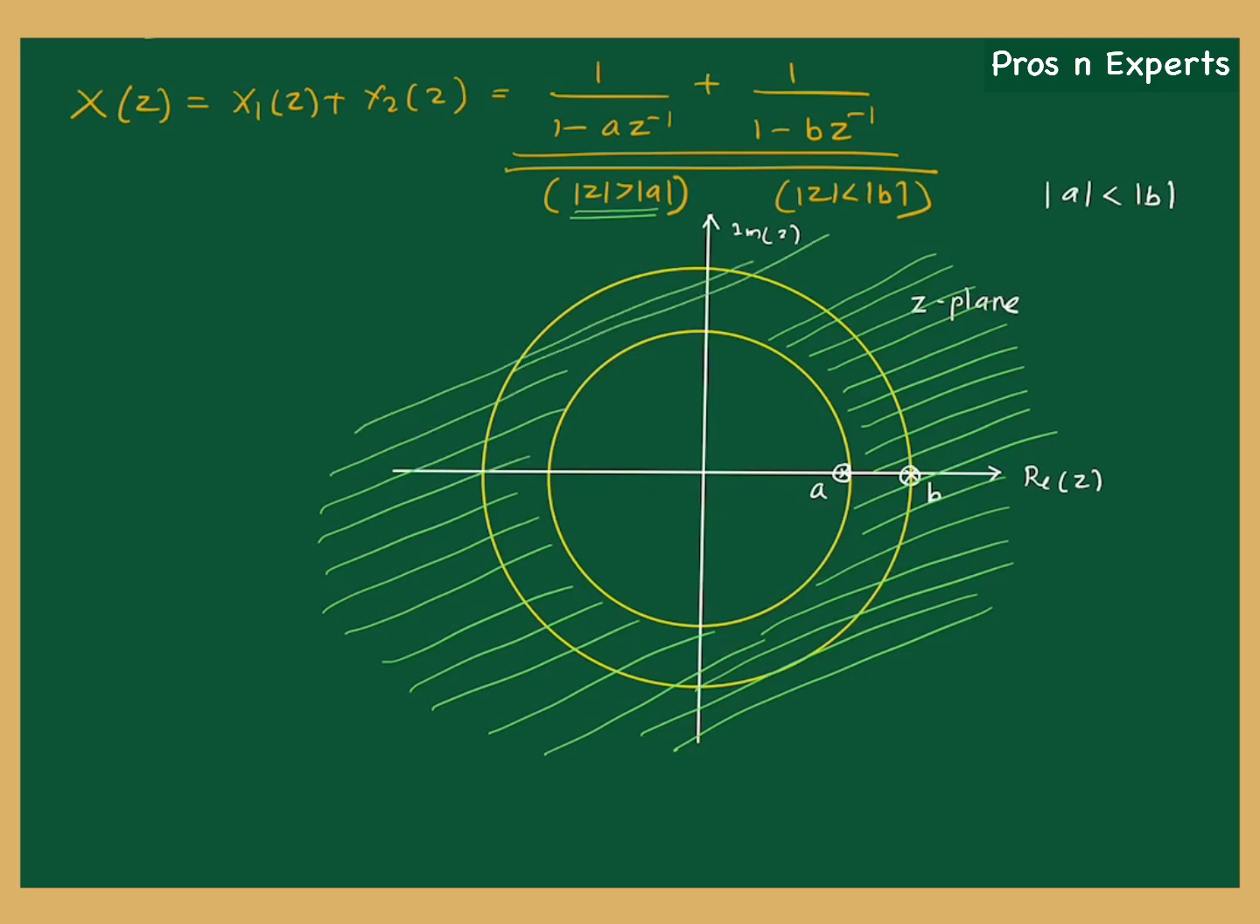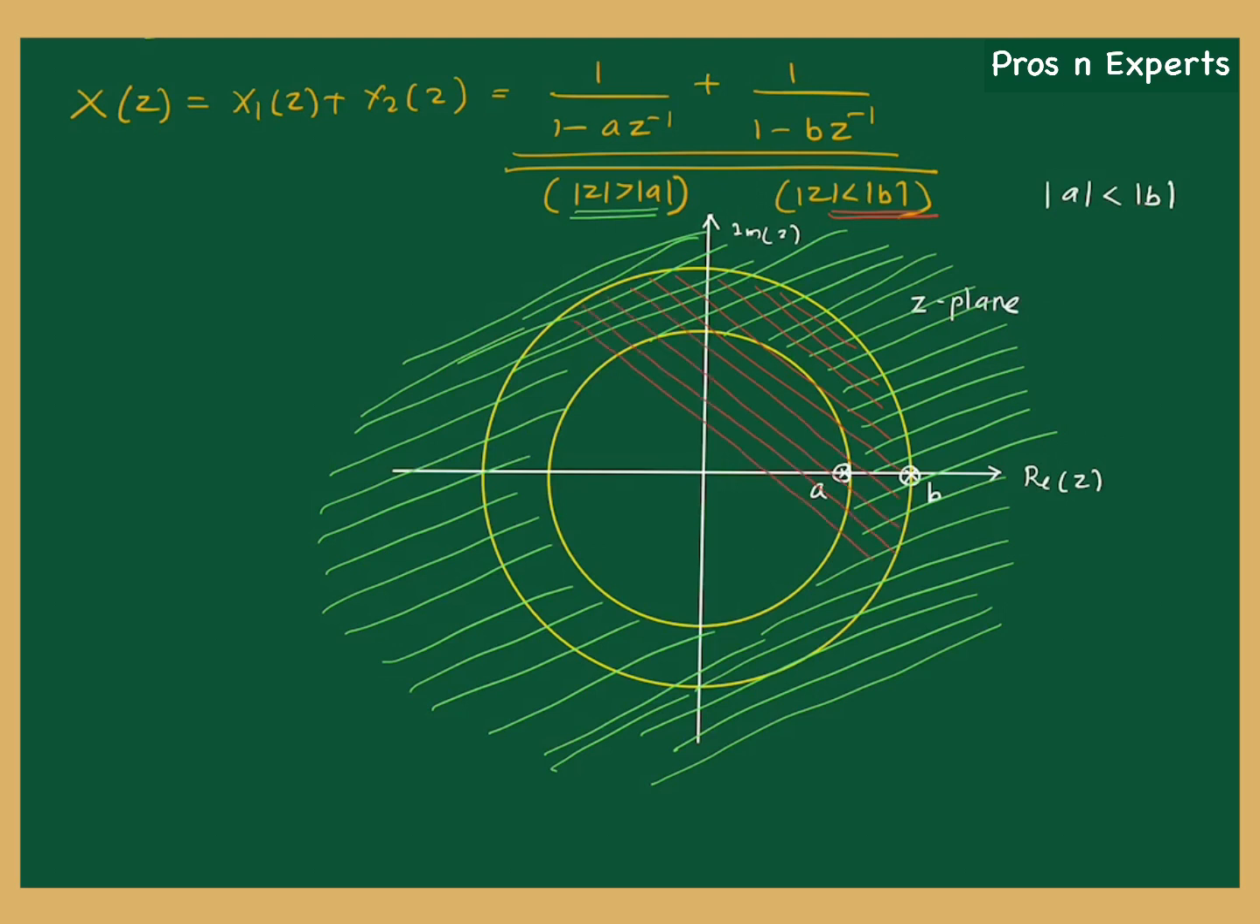What I am drawing is the ROC mod z greater than mod a. Clearly the first term was a right-sided causal signal, so its ROC is of the form outer to the circle. And now what will be the ROC for this term, mod z less than mod b? Mod z less than mod b means it will be inner to the circle, right? The whole of the z plane which is inner to the circle with the pole b as the radius. That means this shaded region.